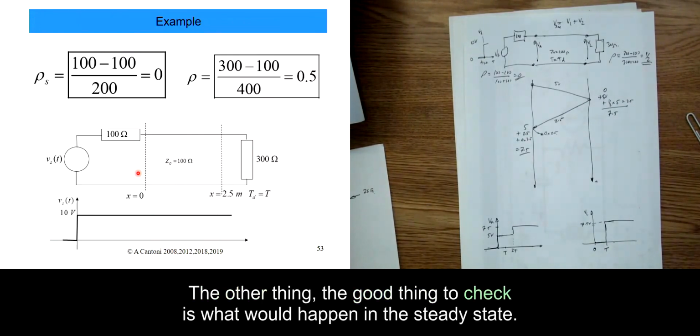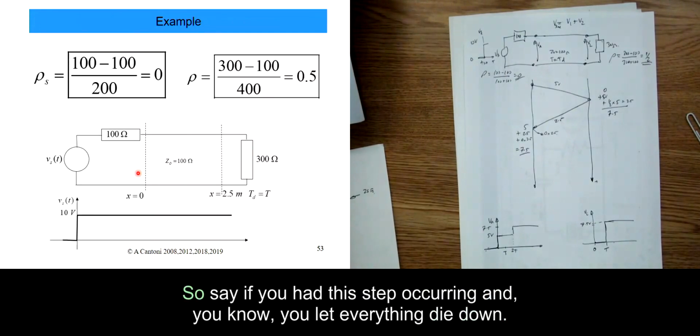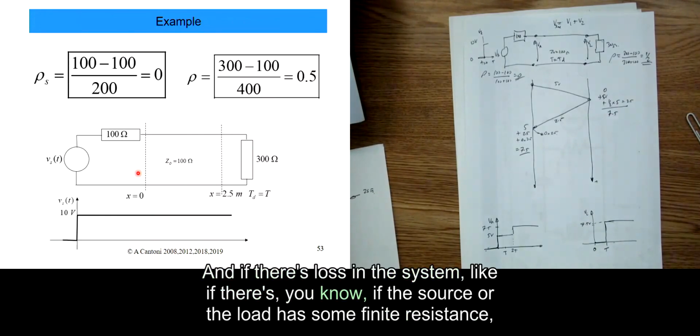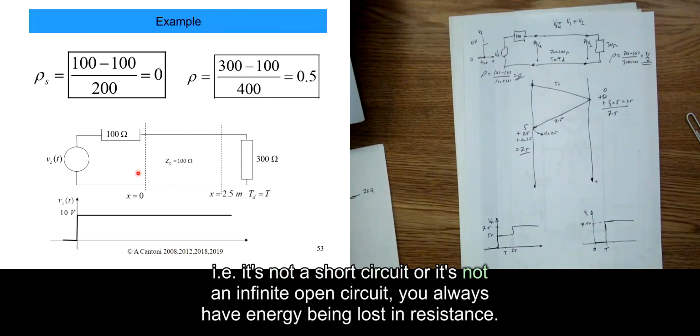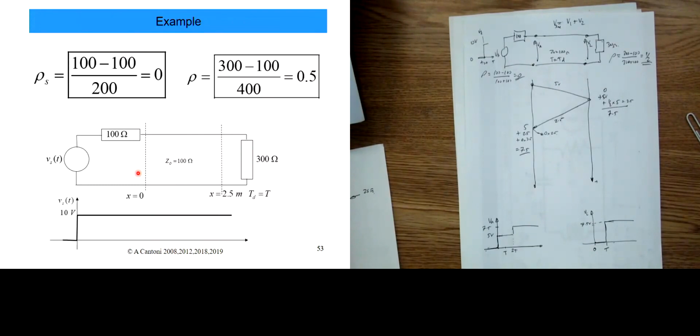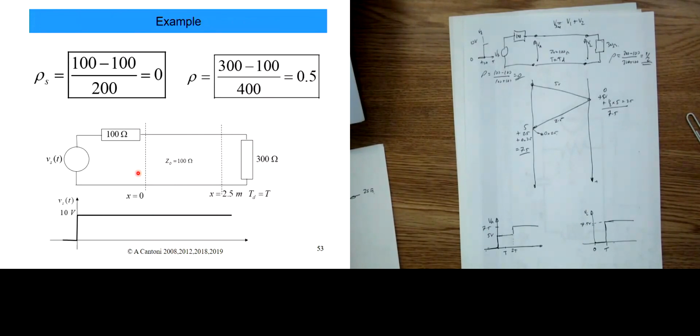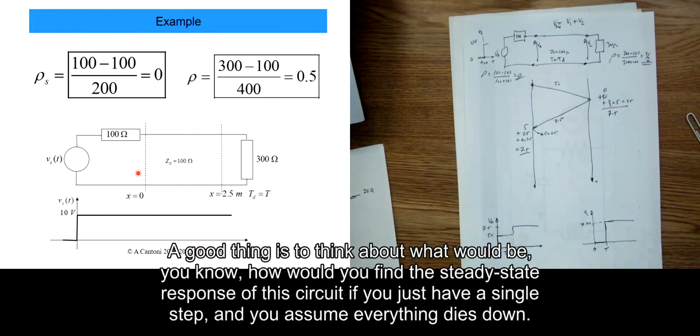The other thing, a good thing to check is what would happen in the steady state. So say if you had this step occurring and you let everything die down. And if there's loss in the system, like if the source or the load has some finite resistance, i.e. it's not a short circuit or an infinite open circuit, you always have energy being lost in resistors, okay? So as long as there's some finite resistance in the circuit, then eventually it will die down to the steady state if you just have a step, okay? So if you have a single step at the beginning, a good thing is to think about how you would find the steady state response of this circuit, if you just have a single step and you assume everything dies down.